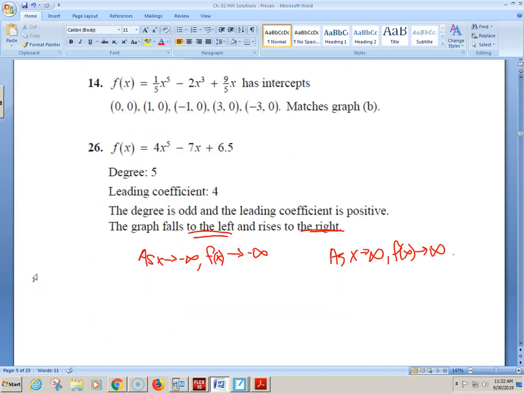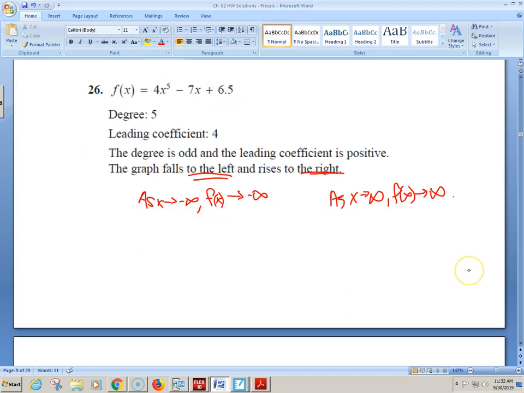Number 26. Pause. I know it says to the left, to the right, rises and falls, but did you do the notation like I? I fixed it. Careful. But Missy, do we have to have both the words and the notation? No. Notation is fine. Left is x approaching negative infinity. Falls, f of x approaching negative infinity. Right, x approaches positive infinity. Rises, f of x approaches positive infinity. That one shouldn't have been too tricky. It's an odd degree polynomial positive, which means it goes like this. Right?